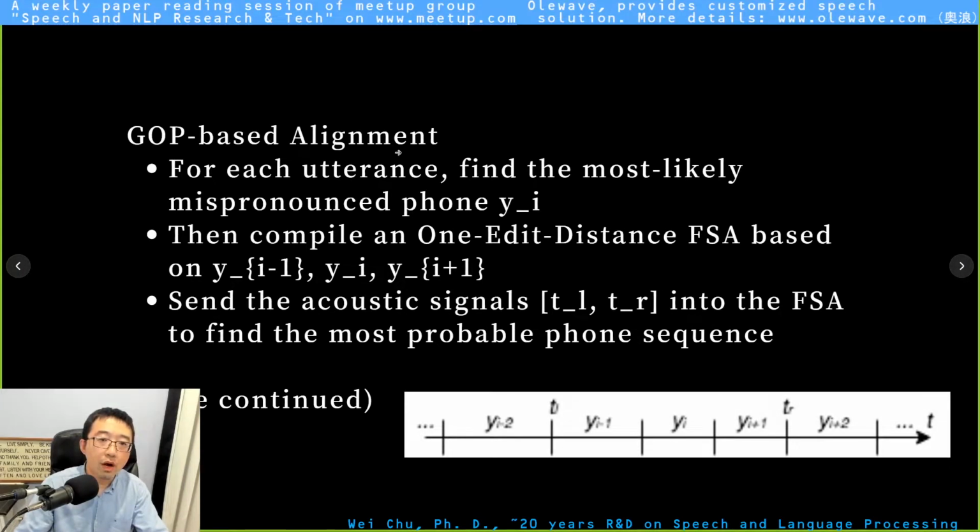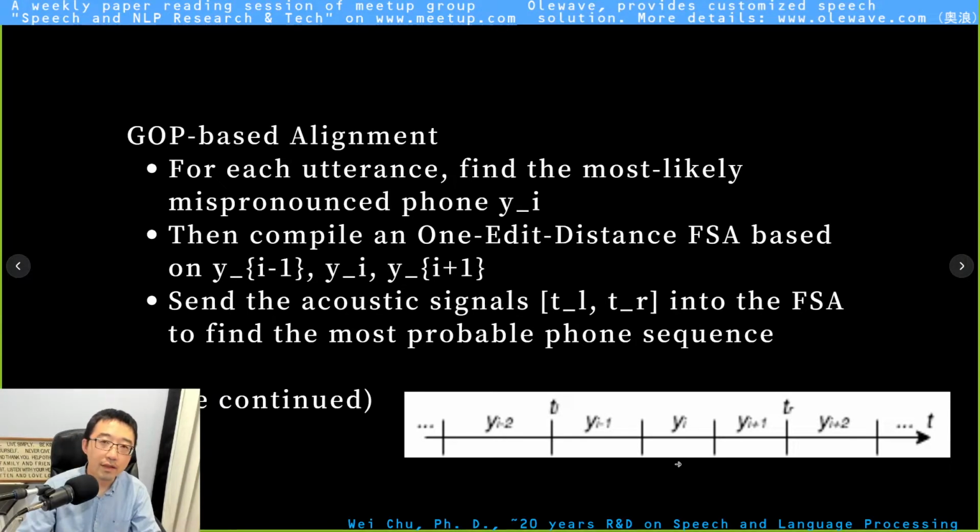So how does it work, or how do we make the GOP-based alignment? For those of you who are not familiar with GOP, it's called goodness of pronunciation. You can imagine this is a posterior of the phone after finishing the alignment. Suppose you do the phone alignment, you get where the phone starts and ends in the utterance, and then you can get a score. The score I mean is the likelihood of the phone. It's a conditional probability, right?